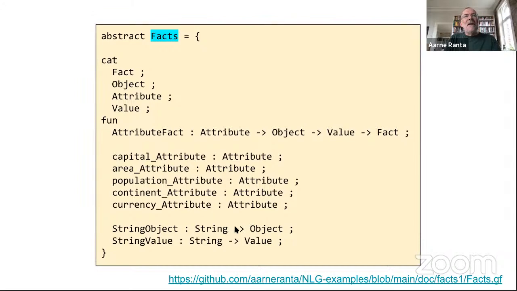Then for the objects, that's the names of the countries, we just use strings directly from the table, and for the values, the same thing. So we don't even care about whether it's a numeric or a letter-based, name-based value.